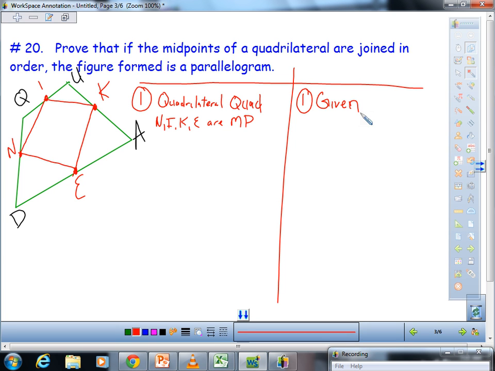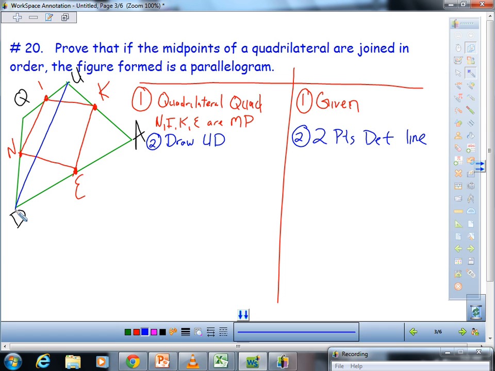Okay, so what we want to do is draw UD. And my reason would be two points determine a line. Okay?